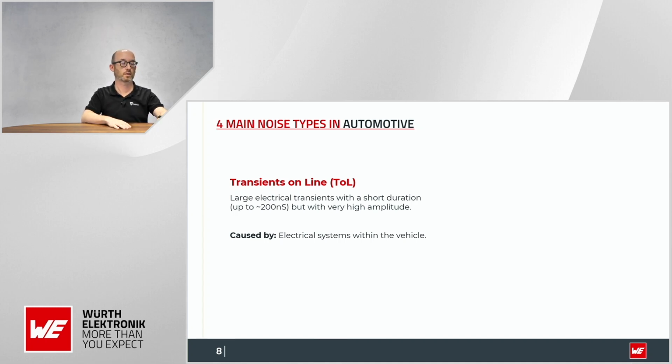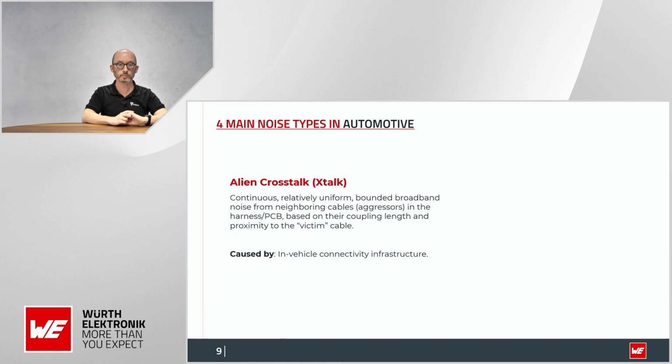So also we can handle that. The third type is alien crosstalk from different cables in the vicinity. You need to imagine a car like a Golf class is having 1 to 2 kilometers of cable in it, and the upper class with fully rolled out functionalities can have up to 8 kilometers of cable. And so you can imagine there are a lot of possibilities to couple noise between several cables which are running in parallel over a certain length.